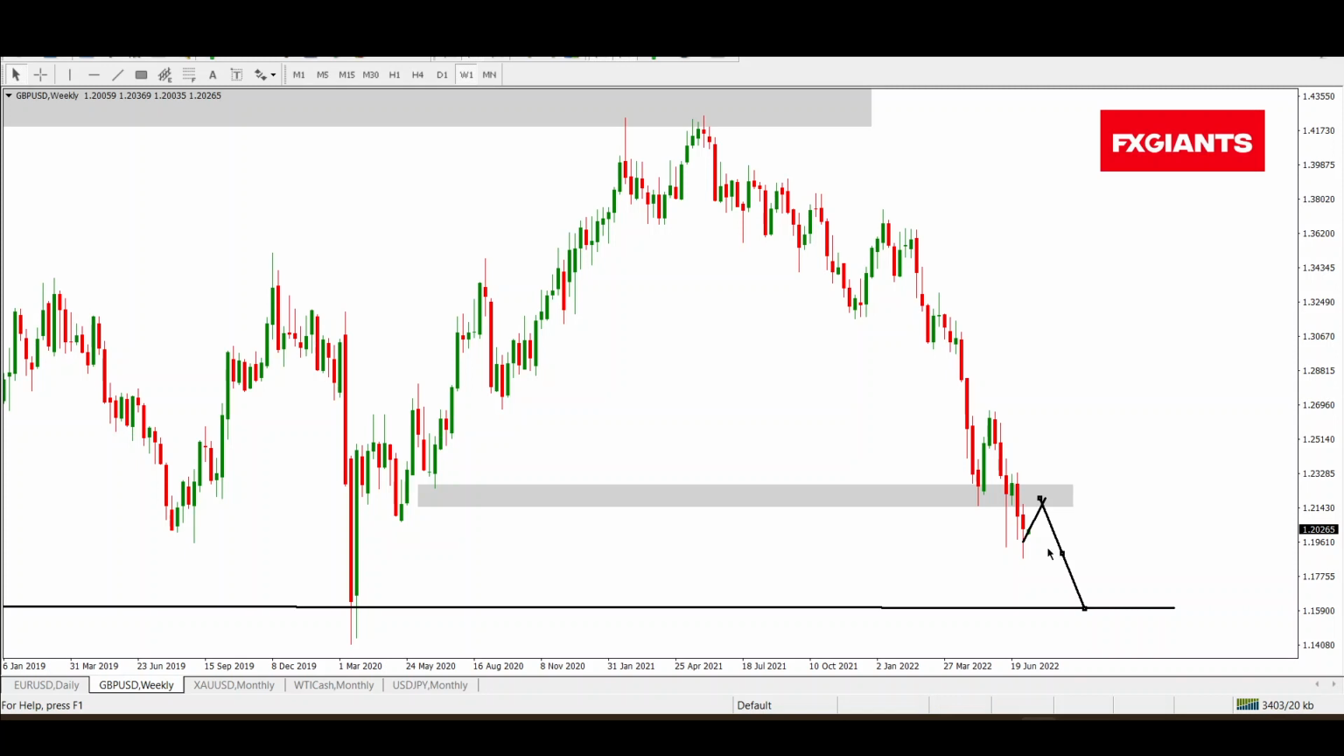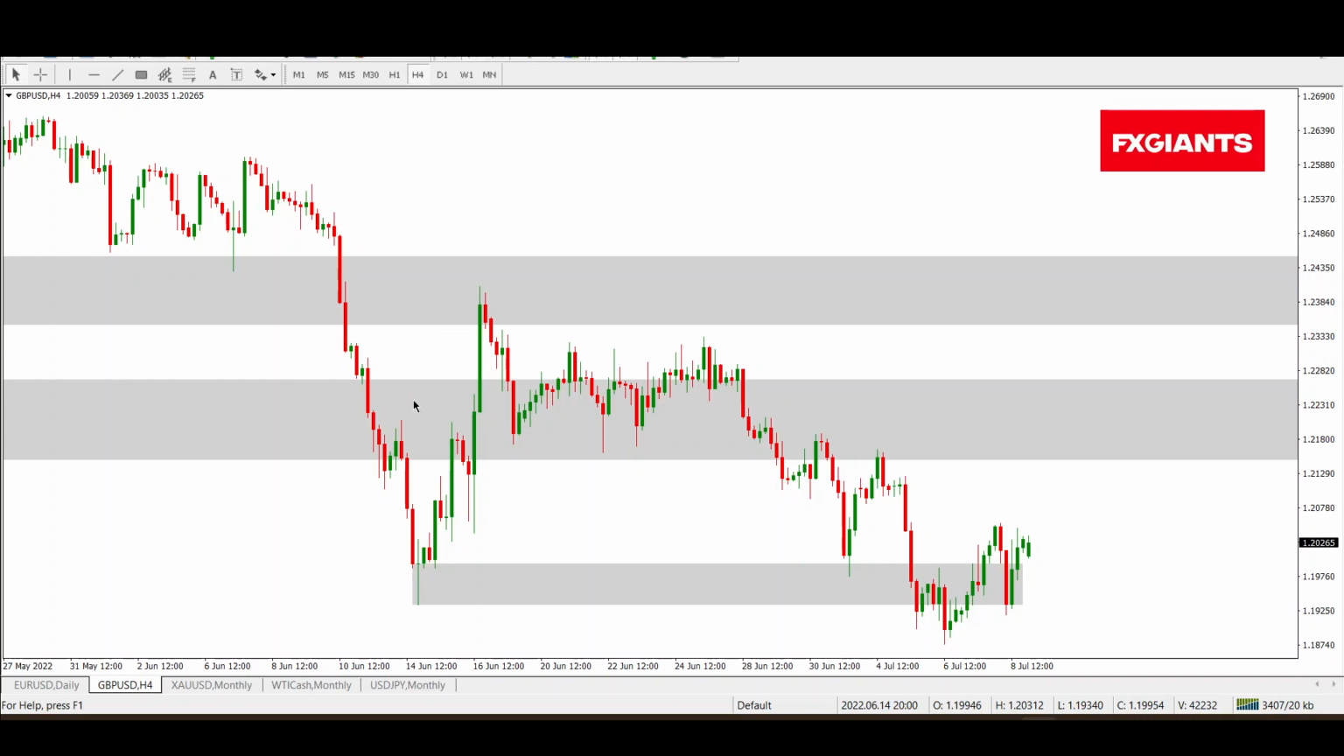If we look at it from the 4 hours time frame, we'll be able to see it clearly.